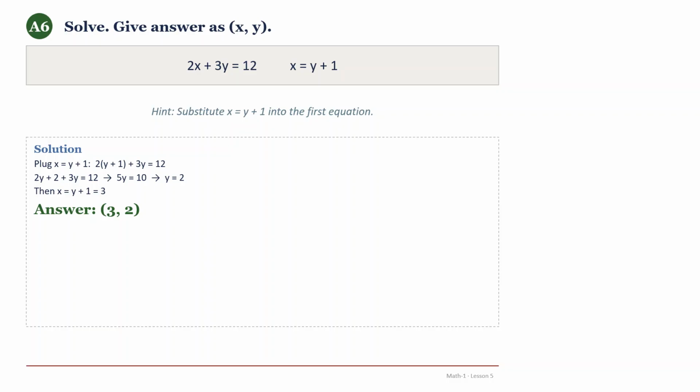The second equation already isolates x, so substitution is the cheaper move. Plug x equals y plus 1 into the first equation. 2 times the quantity y plus 1, plus 3y, equals 12. Distribute and combine. 2y plus 2 plus 3y equals 12, so 5y equals 10 and y equals 2. Then x equals y plus 1 equals 3. A common mistake is forgetting to distribute the 2 across the quantity y plus 1.